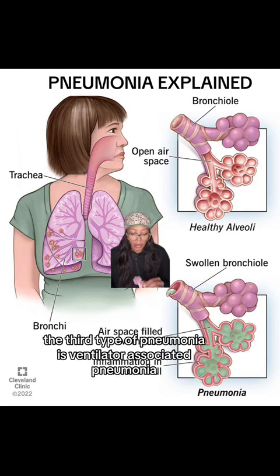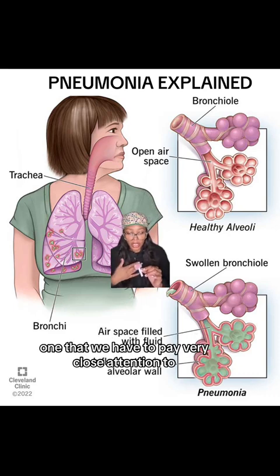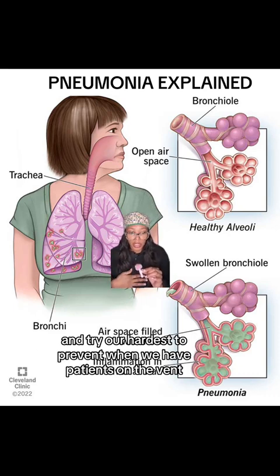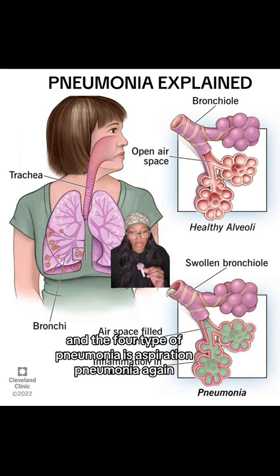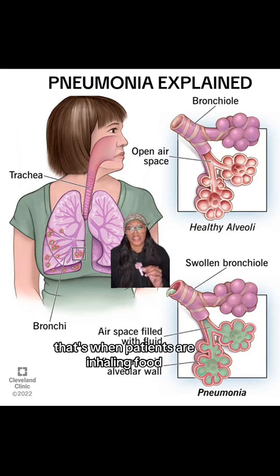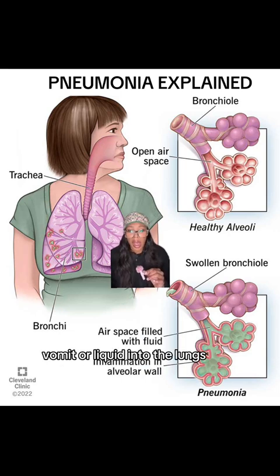The third type of pneumonia is ventilator associated pneumonia, one that we have to pay very close attention to and try our hardest to prevent when we have patients on the vent. And the fourth type of pneumonia is aspiration pneumonia. Again, that's when patients are inhaling food, vomit, or liquid into the lungs.